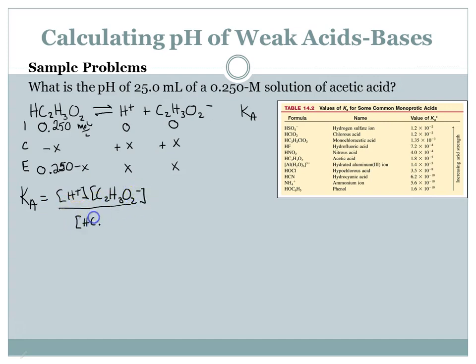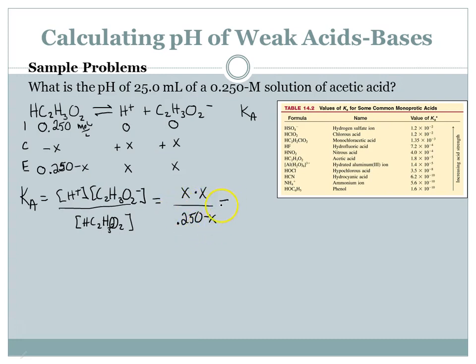Okay, put my reactant in the bottom there. Oh, I forgot my little subscript. Okay. Now plug in the values that you've gleaned from your ICE box. So we've got x times x over 0.250 minus x.